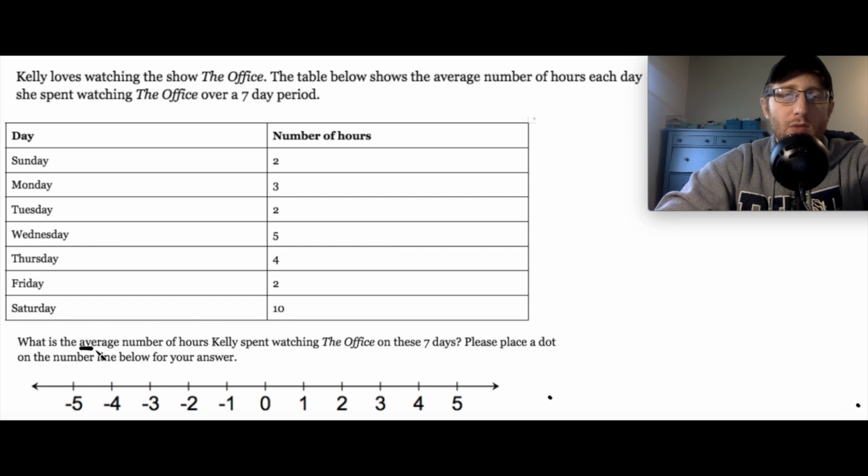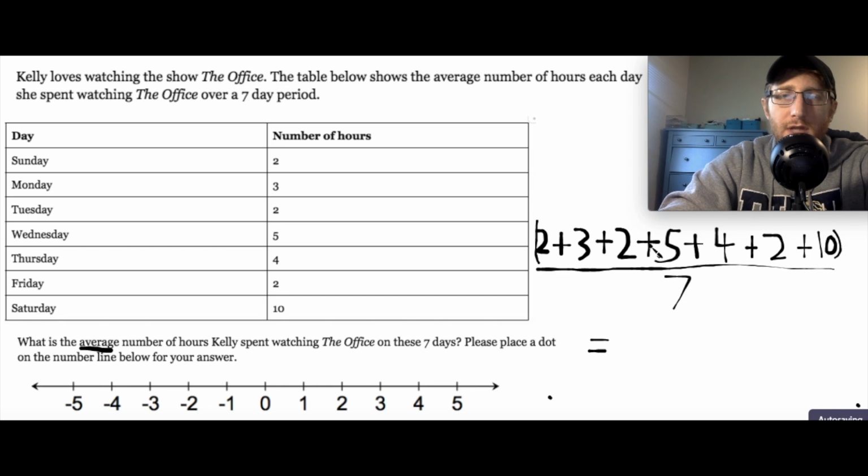So whenever you see the word average and the word mean, know that those are two ways of saying the same thing. So if this question said, what is the mean number of hours, it would be the exact same strategy. So to find the average or the mean, we're going to start by taking each of these numbers and adding them all up. And then we're going to divide by 7. You might be wondering, why would we divide by 7? Well, we divide by 7 because there are 7 numbers here that we're working with. If there were 9 days, it would be 9. If there were 10 days, it would be 10, and so on and so forth.